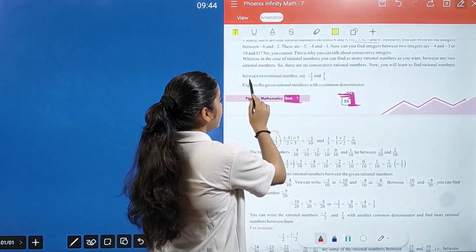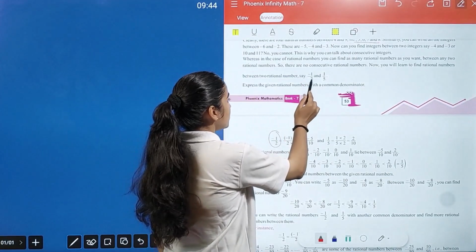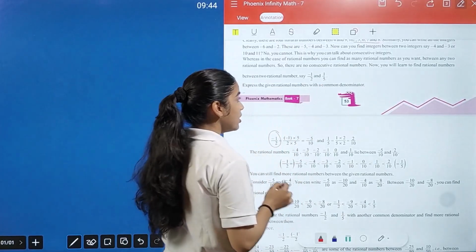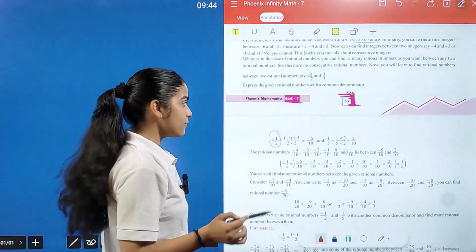So we have to find the rational numbers between minus 1 by 2 and 1 by 5. Express the given rational numbers with a common denominator. So we take LCM of 2 and 5, and we have 10.